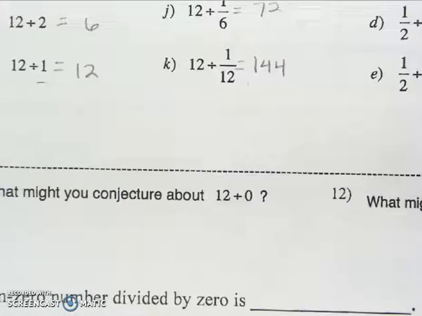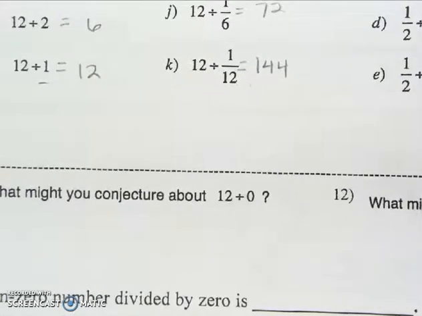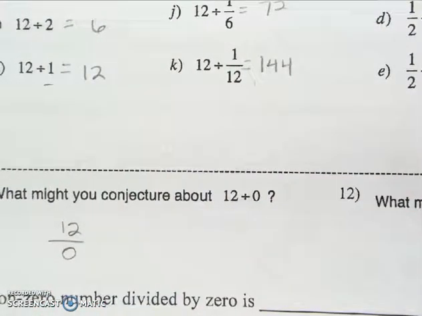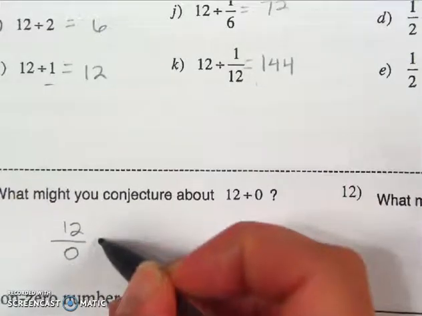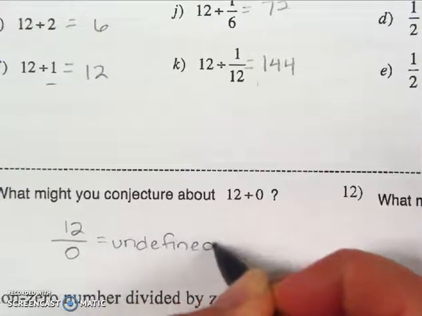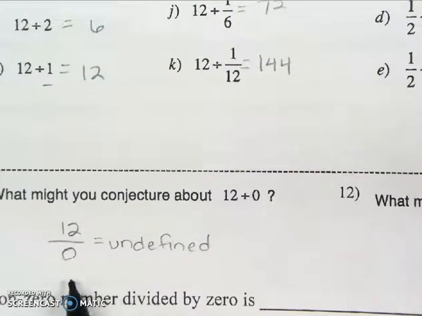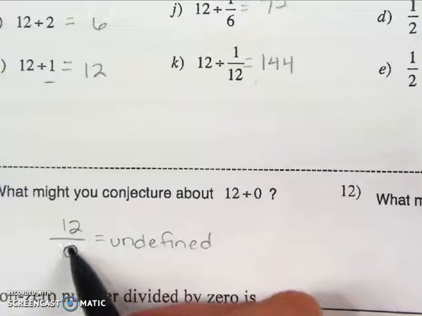So what conjecture can we make about 12 divided by 0? Well, we would have 12 over 0, and that means 0 times something is 12. Well, that doesn't make sense. We can't do 0 times something to get back to 12, right? So this is called undefined. We can't multiply anything by 0 to end up at 12 because 0 times anything is 0. So that would be undefined. We cannot have a 0 in the bottom.